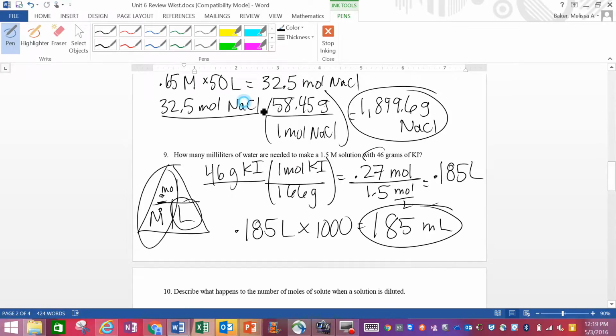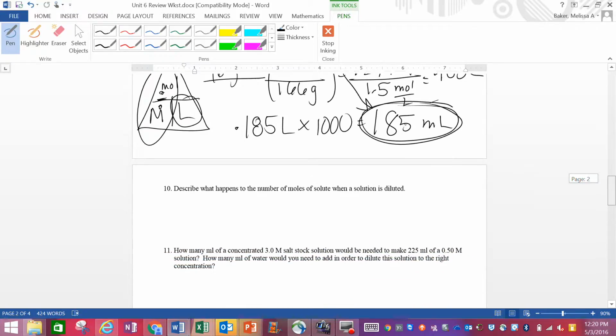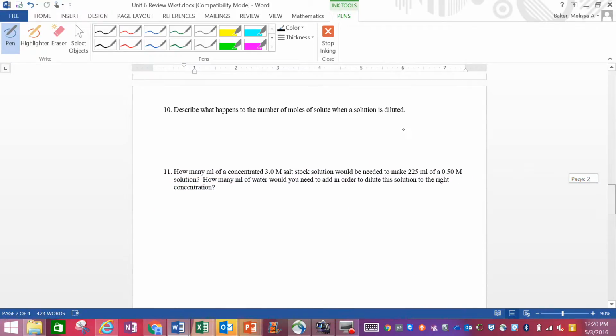So what I would do then is I would take 46 grams of KI, I would weigh that out on the scale, and I would add it to that much water, and then I would have a 1.5 molar solution. Technically, I would add a little bit of water and I would fill up to the 185 line, just for the record, for getting specific.